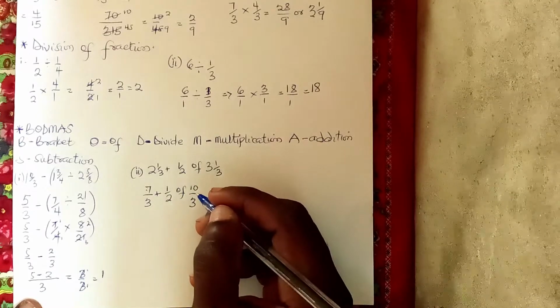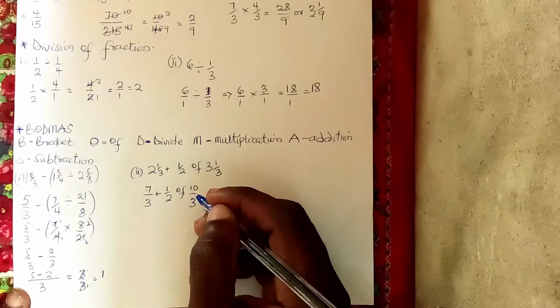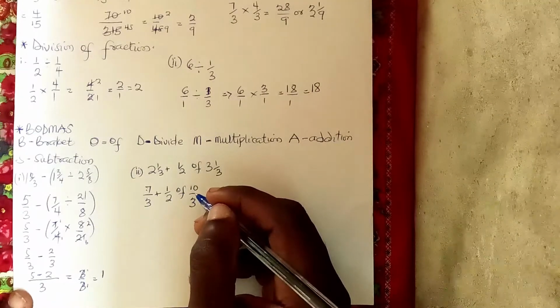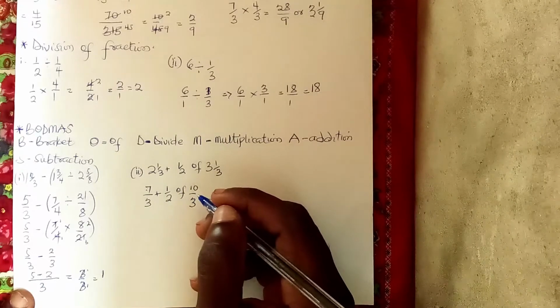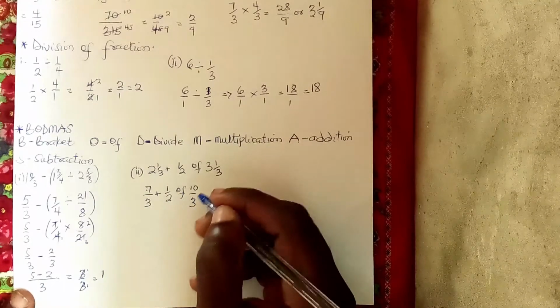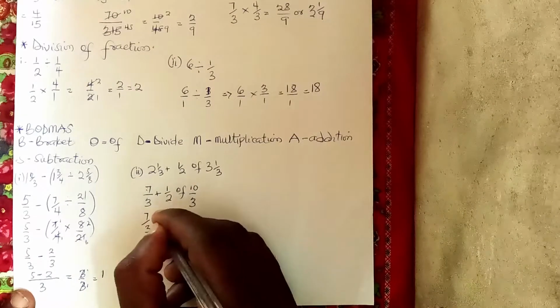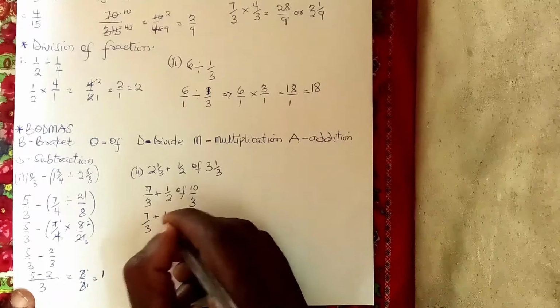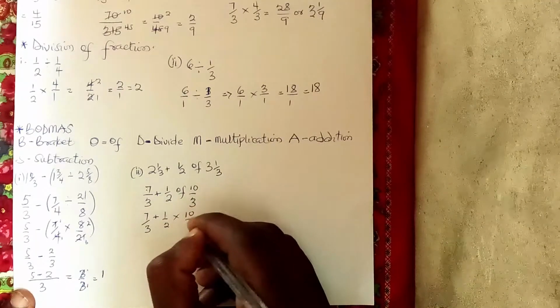One thing you should know about is that "of" is the same as times or multiplication. So on our BODMAS, "of" comes before addition. So we start with the "of", then move on to the addition side. So we have 7 over 3 plus 1 over 2 times 10 over 3.